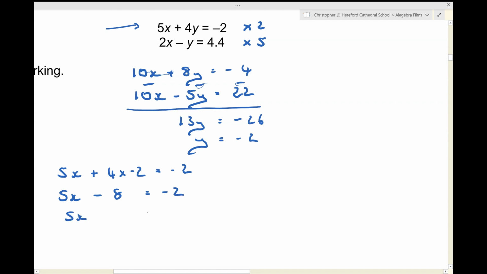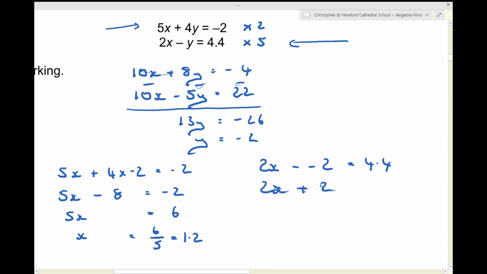5x equals, add 8 to both sides, 6. So x equals 6 over 5, which your calculator will tell you is 1.2. Let's substitute now into the second equation. So 2x minus y, which is 2x minus minus 2, because I think y is minus 2. So that's 2x plus 2 equals 4.4.